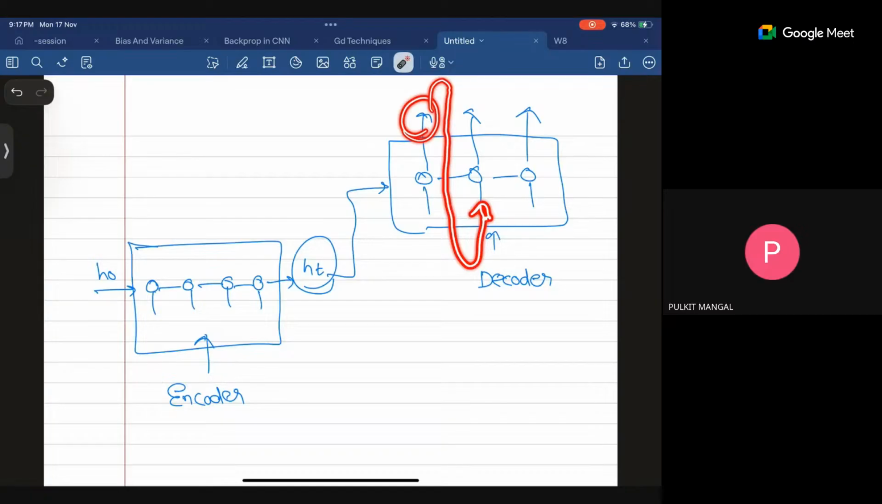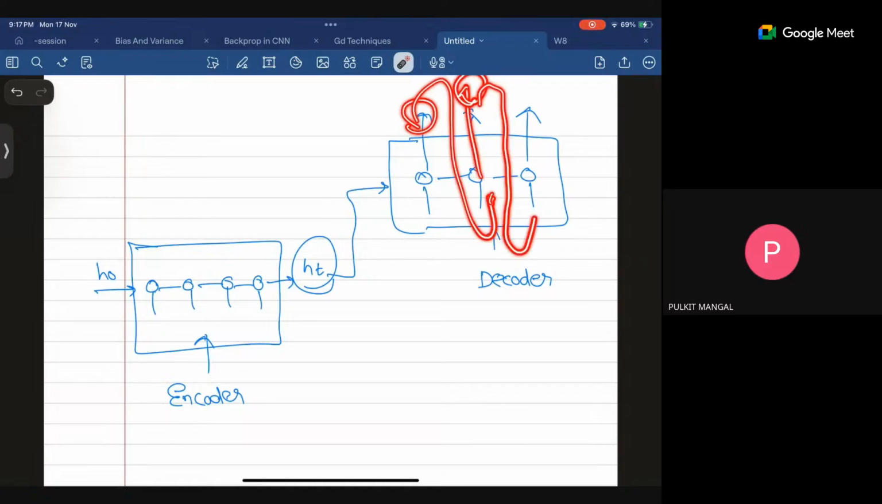But if you do this, the error will get accumulated. If any one word gets predicted wrongly in between, then because of that you will again get a wrong word prediction, and that is again fed as input to the next step in the sequence. So this error will get accumulated. To prevent this error accumulation, we use teacher forcing.